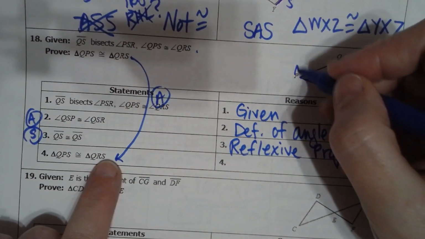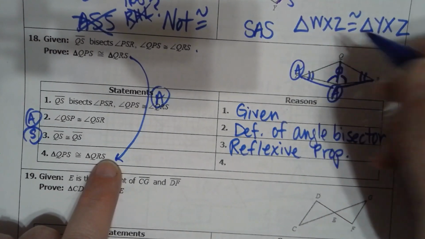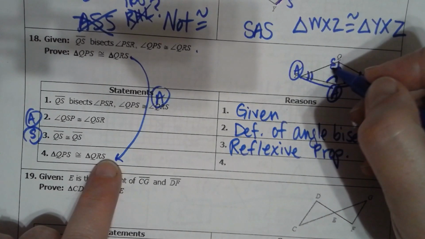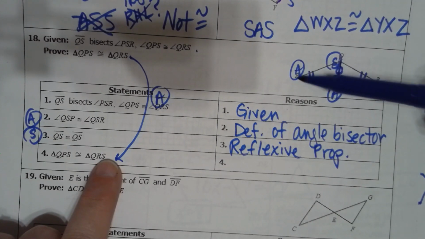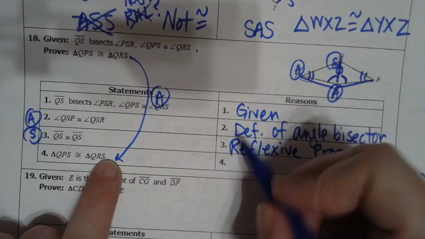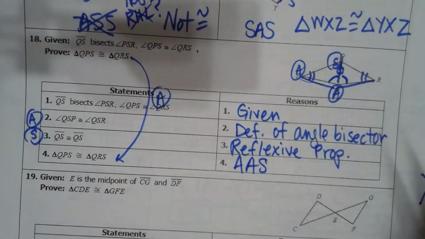So we got two angles and one side. Is this side connecting the two angles? Is the side going back and forth between the two angles that we have marked? No. So this is angle, angle, side.